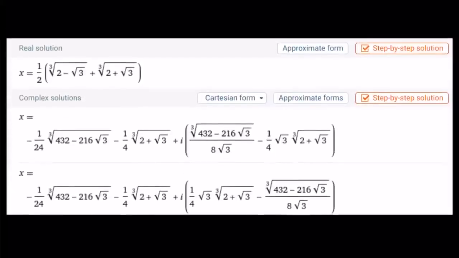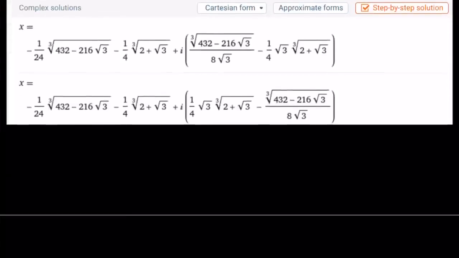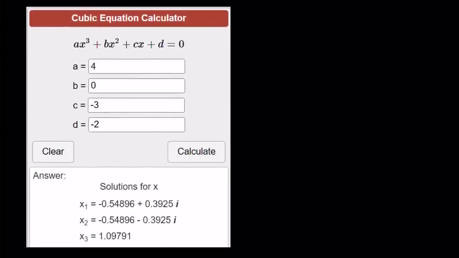So here's the real solution. As you can see, pretty much the same thing, but they wrote the -1 first. I don't know why. And here's the other two solutions that are complex in exact form. If you click approximate forms, then you'll get the approximate solutions. Also, cubic equation calculator gives us the solutions like this.